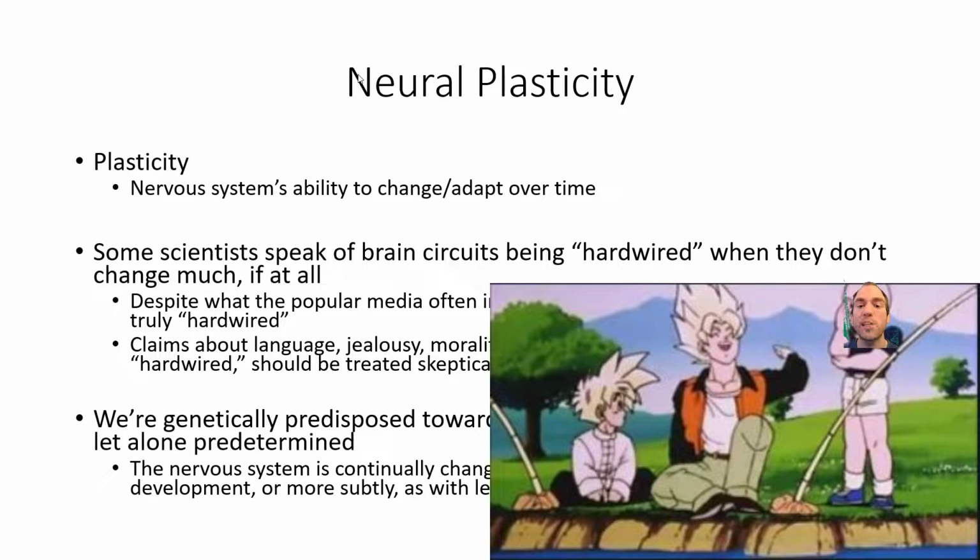Some scientists speak of brain circuits being "hardwired" when they don't change much, if at all. Despite what the popular media often implies, very few human behaviors are truly hardwired. Claims about language, jealousy, morality, or other human capacities being hardwired should be treated skeptically. We're genetically predisposed towards these abilities, but they aren't fixed, let alone predetermined. The nervous system is continuously changing by leaps and bounds, as in early development, or more subtly, as with learning.